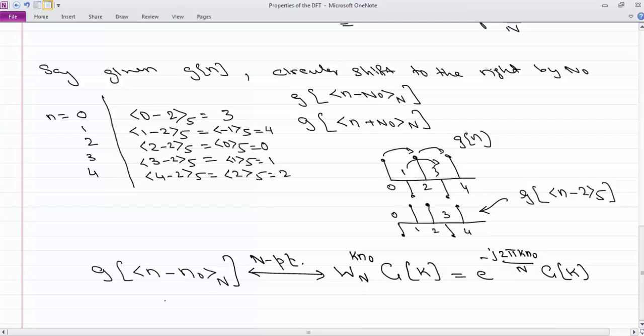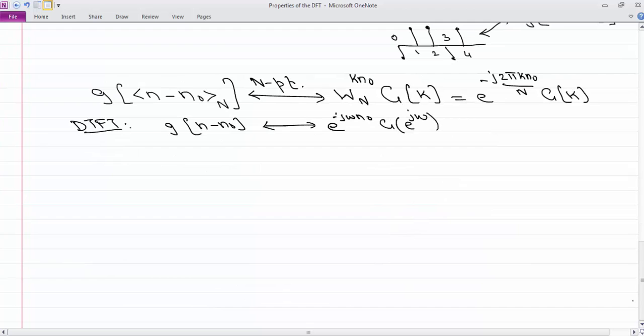In the DTFT world, we had that for n minus n naught, the transform is e to the minus j omega n naught times G of e to the j omega. So it's very similar, but you need a circular shift for that to happen. You cannot have it with a plain linear shift. The third property is the circular frequency shift.